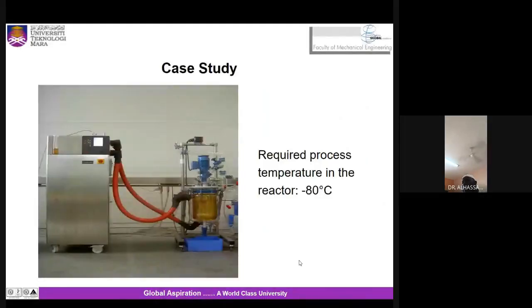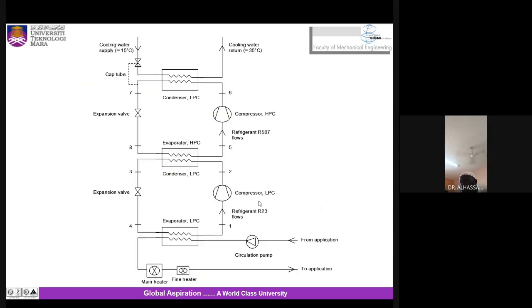Now this is an example of the cascade refrigeration cycle, where a very, very low temperature is desired in a reactor. So this is the cascade refrigeration cycle, and then we have the reactor over here. Because of this low temperature which is required, we have to use a cascade refrigeration cycle to maintain that. So this is the general overview for the cascade refrigeration cycle.